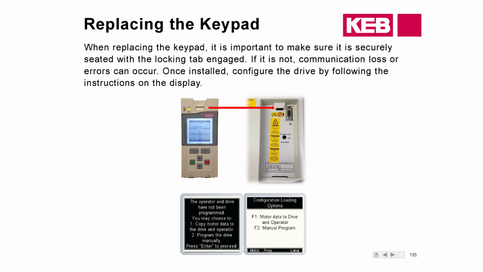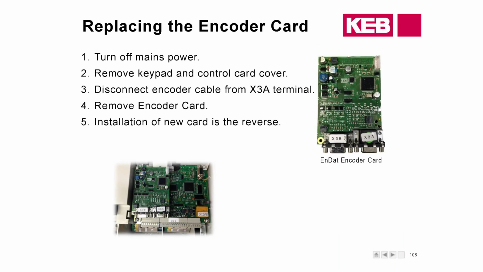Replacing the keypad, the biggest thing I just want to make you aware of is that tab. When you put it on, it will stay on like that. It will light up. You need to hear that click. The encoder card is going to sit right on top of the control card here. There are a few screws that you would have to loosen. Again, you should always power off when you're doing this. And you'll pop the screws off, take the encoder card off, and put the new card back on.